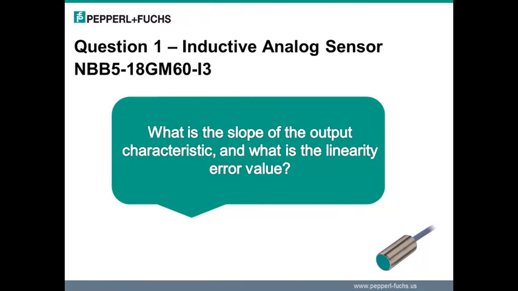Okay, the first question asks about the slope output characteristic of the MBB5 inductive analog sensor. The customer would also like to know what the linearity error value is. Tracy, can you explain both of these?